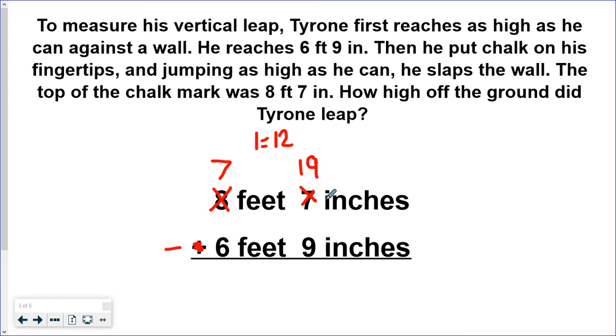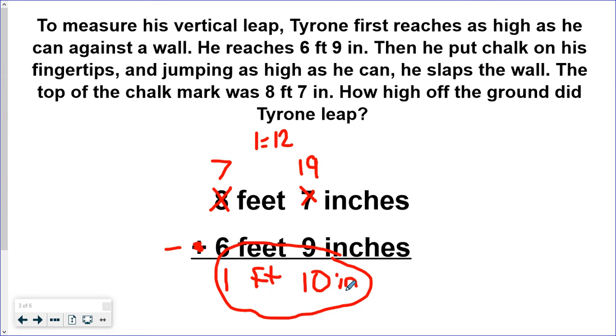Now I'm going to go ahead and subtract my inches. I have 19 inches, and now I'm going to subtract 9 from that. That's going to give me 10 inches that are left here. Now I'm going to go back and subtract the feet. So I have 7 feet minus 6 feet, and that's 1 foot. So when it says, how high off the ground can Tyrone leap? We're going to say he can leap 1 foot, 10 inches.